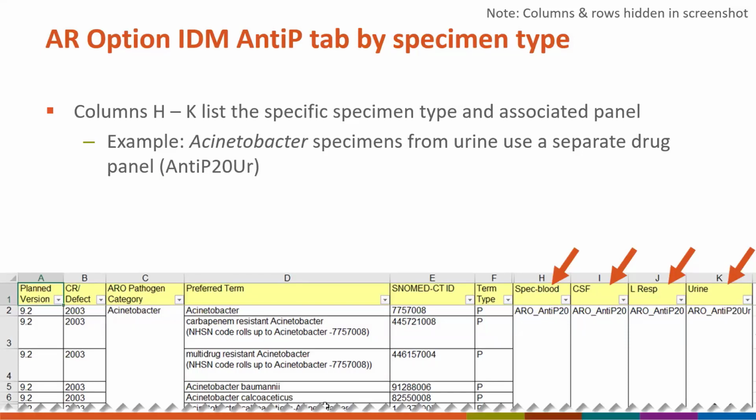So columns H through K on this tab list a specific specimen type and the associated panel. In this example, I'm showing just a few rows for Acinetobacter. And you can see that Acinetobacter specimens from urine actually use a separate drug panel, the anti-P20UR, instead of the anti-P20, which is used by Acinetobacter specimens collected from blood, CSF, and lower respiratory. All of our urine panels will use the UR at the end of the panel name as the indicator that it's a urine panel. Next slide, please.